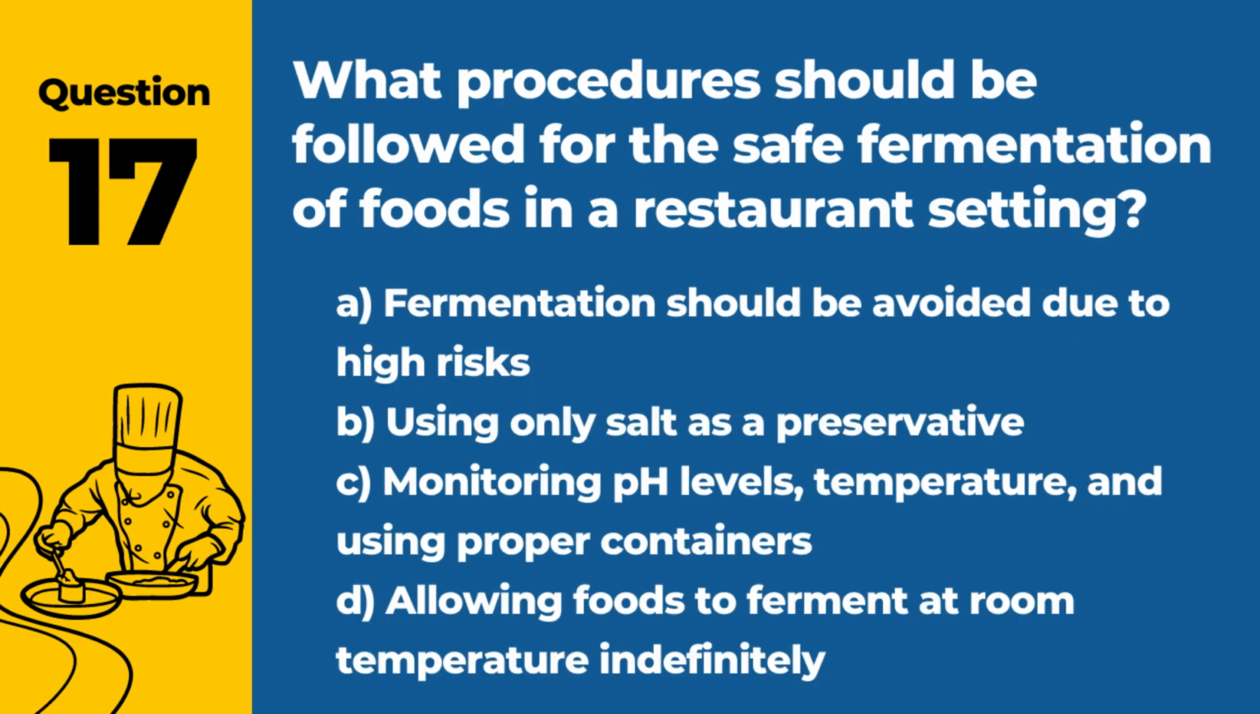Question 17. What procedures should be followed for the safe fermentation of foods in a restaurant setting? A. Fermentation should be avoided due to high risks. B. Using only salt as a preservative. C. Monitoring pH levels, temperature, and using proper containers. D. Allowing foods to ferment at room temperature indefinitely.